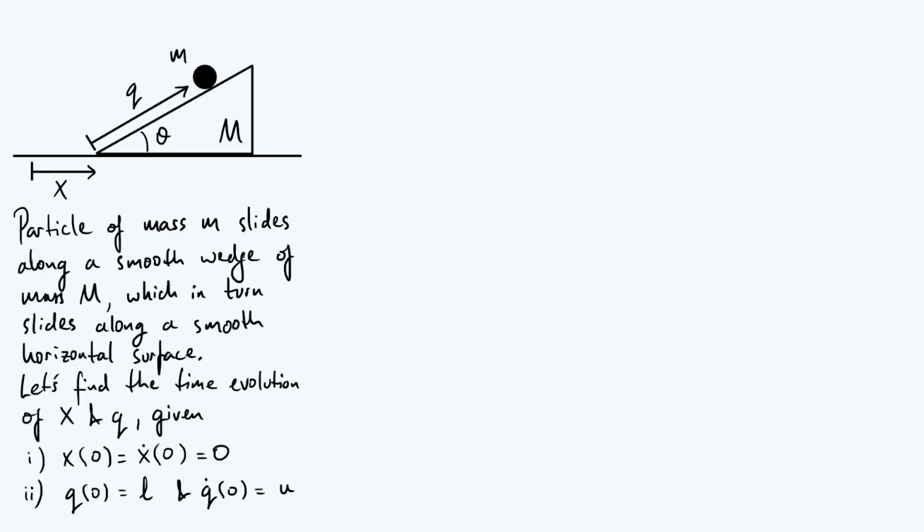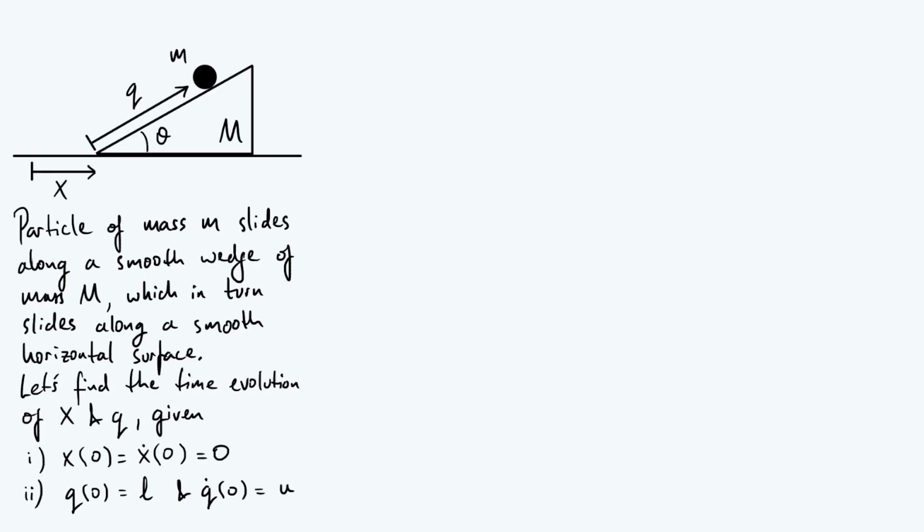So of course, if you want to describe the time evolution of a system, you need to define some sensible generalized coordinates for that system. So the two coordinates that I've defined here are capital X, which is the horizontal displacement of the lower left corner of the wedge relative to some fixed reference position on the horizontal surface, and then Q, which is the distance from that lower left corner to the particle along a line of greatest slope of the wedge. There are, of course, many other ways that you could parameterize this system, but to me this felt like the most natural thing to do.